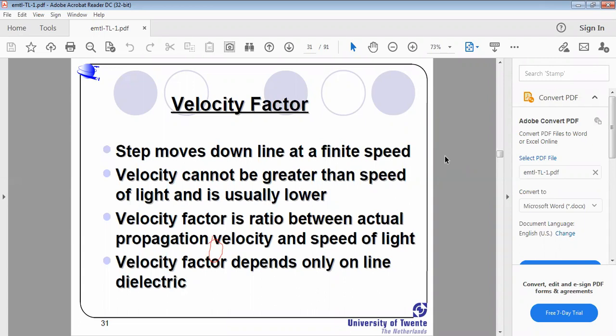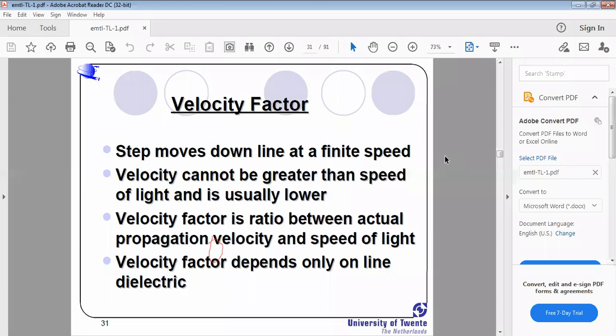Free space. Okay, the permeability of free space is 4π into 10 power minus 7. Permittivity is 8.854 into 10 power minus 12. The intrinsic impedance of free space is 377 ohms. They are the standard values for free space, and relative permittivity is always one. I just told you epsilon naught and mu naught. That is the concept.